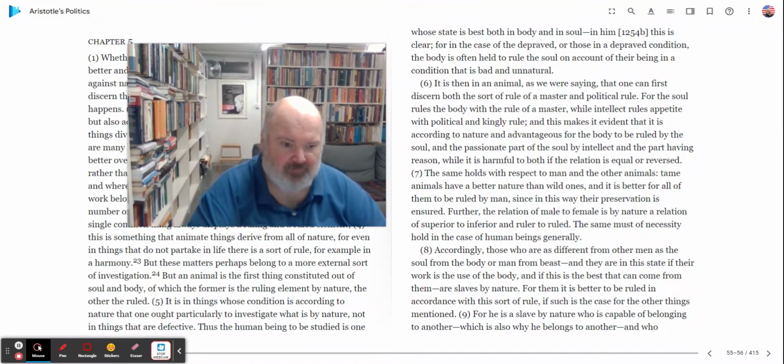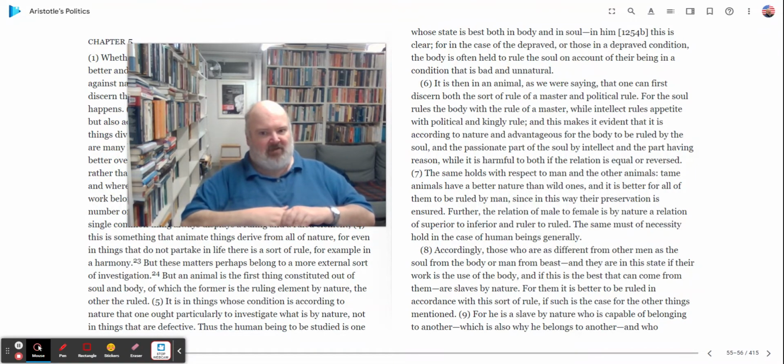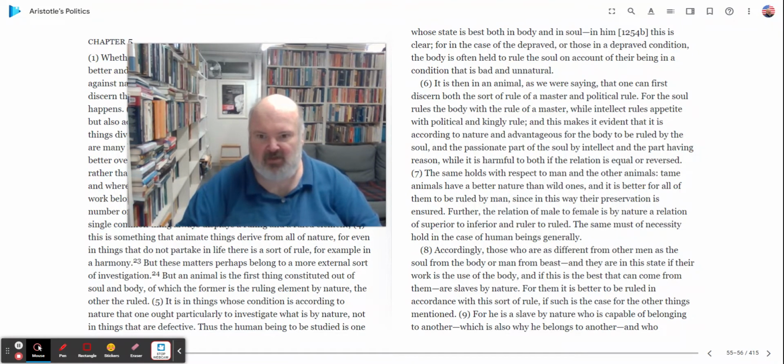He says that if they're equal or reversed, this is harmful to both the body and the soul. Now, the same holds with respect to men and other animals. Tame animals have a better nature than wild ones, and it is better for all of them to be ruled by man, human beings, since in this way their preservation is ensured. In other words, wild animals don't live as long, they don't live as well, they live much shorter lives. A wild cat or a wild dog will not live long. If you ever see feral cats, you can see how they don't live long.